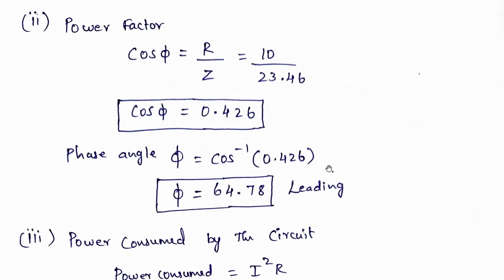So that is leading. Why is it leading? In an RC circuit, it is leading. The phase angle between the voltage of the resistance and the voltage of the capacitance is always leading. So phi we are getting as 64.78 degrees leading.